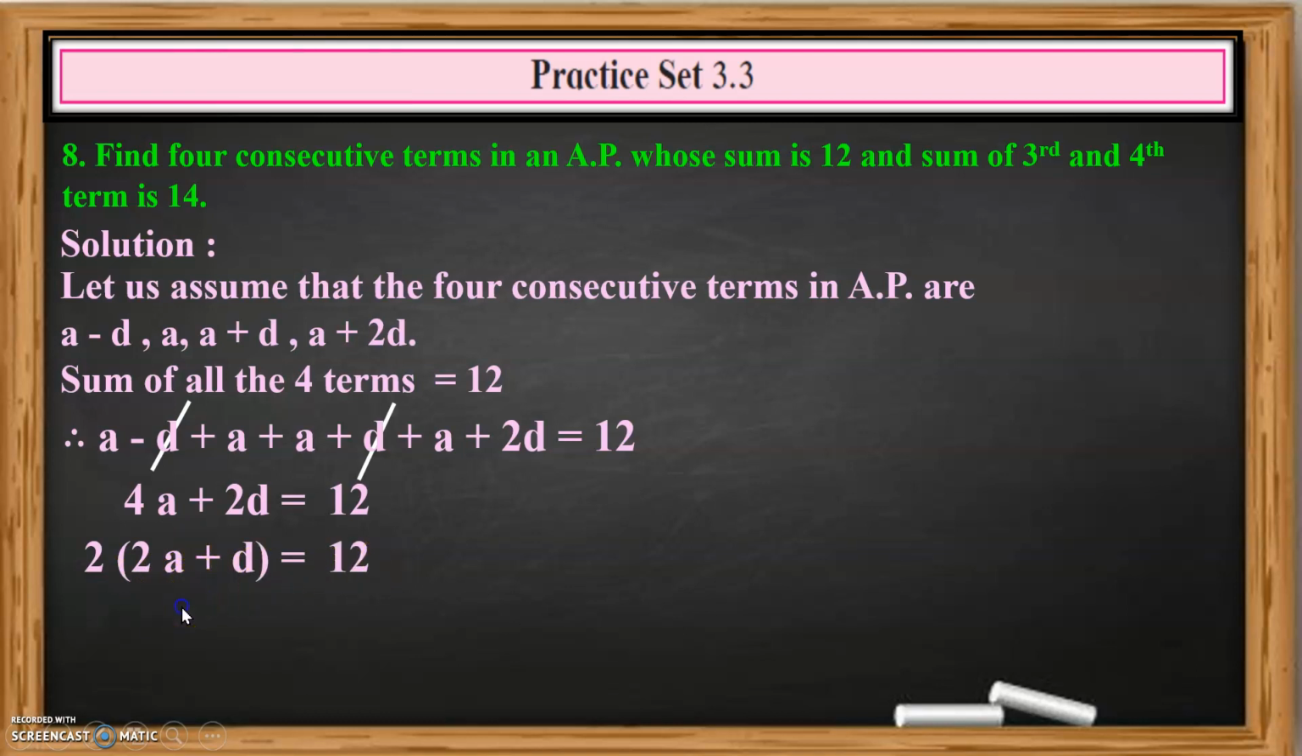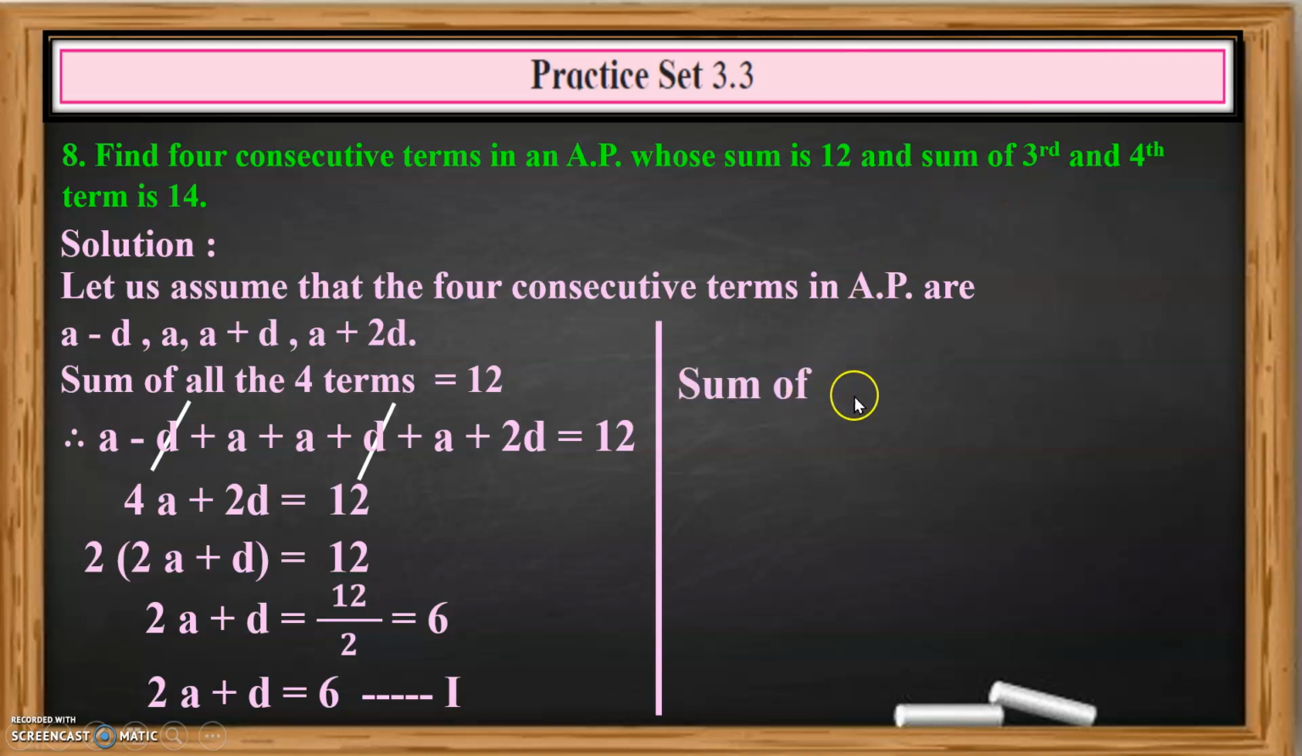So on solving this further, you will get 2a plus d. This 2 comes on the other side. You will get 12 upon 2 equal to 6. So I can write 2a plus d is equal to 6 and I will call this as equation 1. Now I will take the second condition. What is the second condition? Let's write it down. That is sum of third and fourth term is equal to 14. Now which is the third term? This is the third term and this is the fourth term.